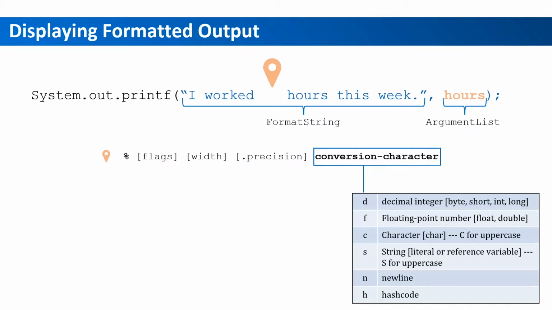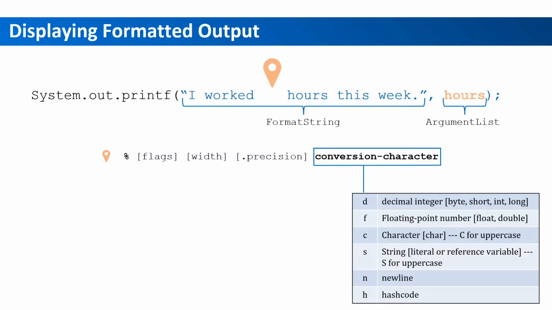The character d is used with the decimal integers, such as byte, short, int, and long. The character f is used for floating point numbers, such as float and double. c is for character, and could be a char or a literal. If uppercase, the character printed will be uppercase. s displays strings, could be a string literal or a string reference variable. Similar to character, s uppercase prints the string all uppercase. The n is for new line, and the h is for hash code, which is the address hash stored in the reference variables to point at the objects in the heap memory.